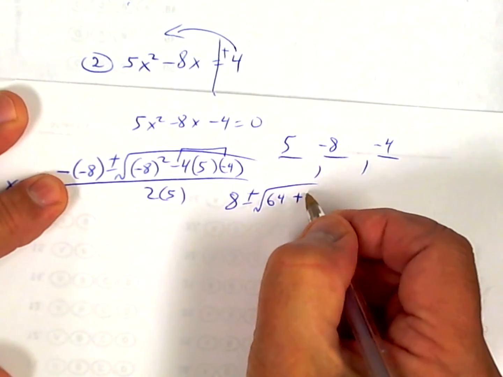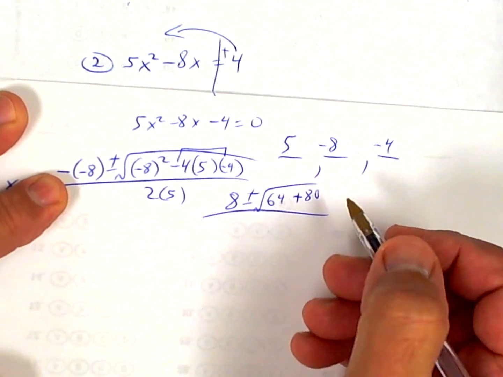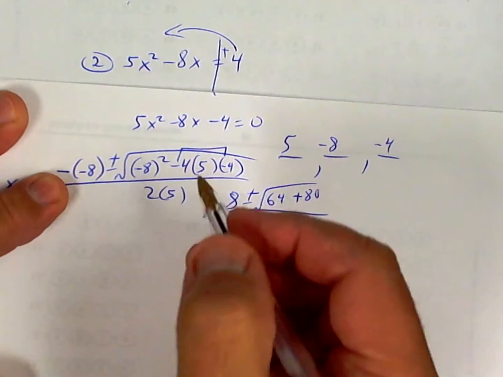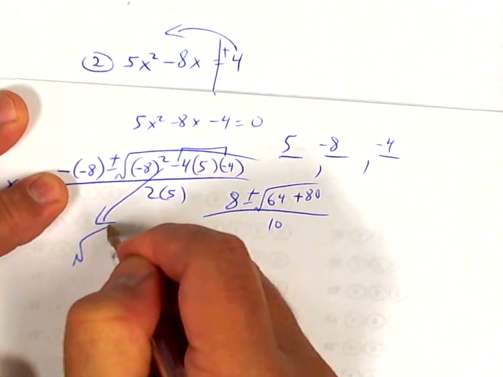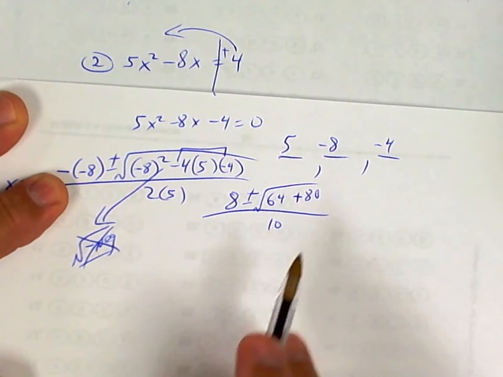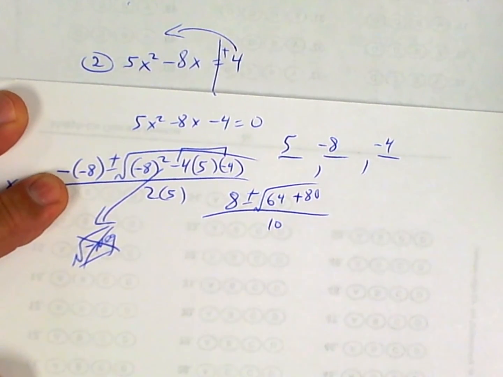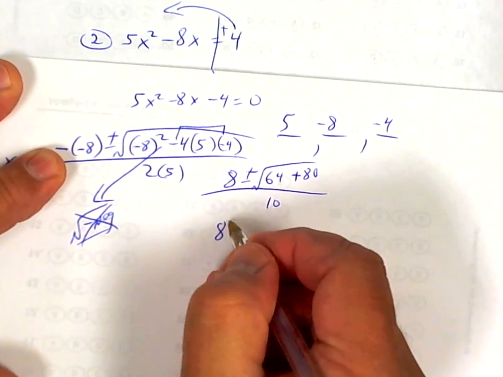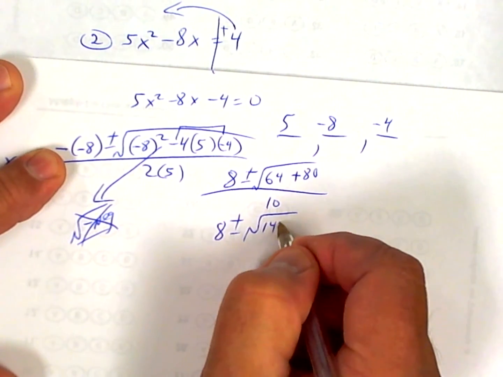So put plus 80. Okay, double negative, and then over 10. Now just keep in mind, if this ended up being the square root of a negative number, then you would not be able to do it. But this is a positive, and I think that's 144. So it's going to be 8 plus or minus the square root of 144 divided by 10.